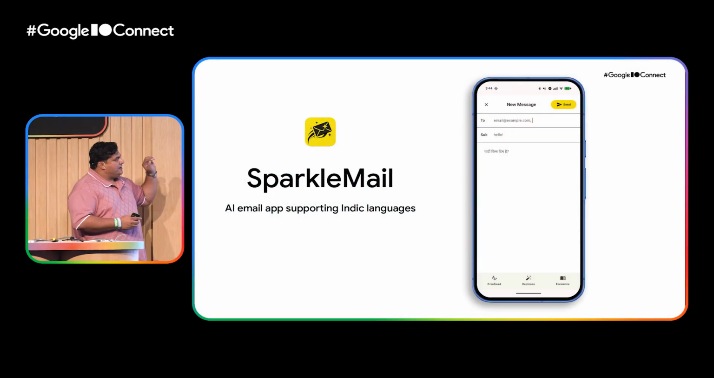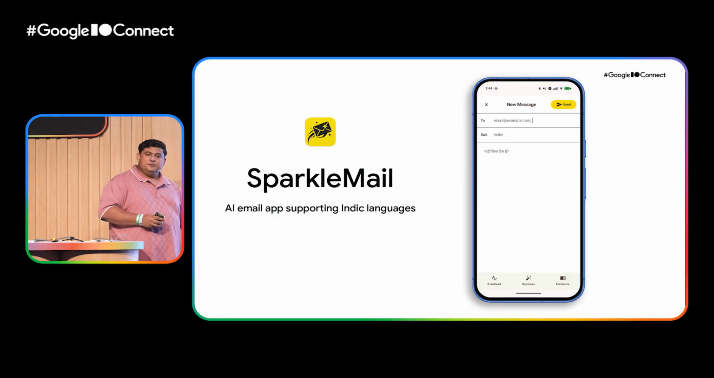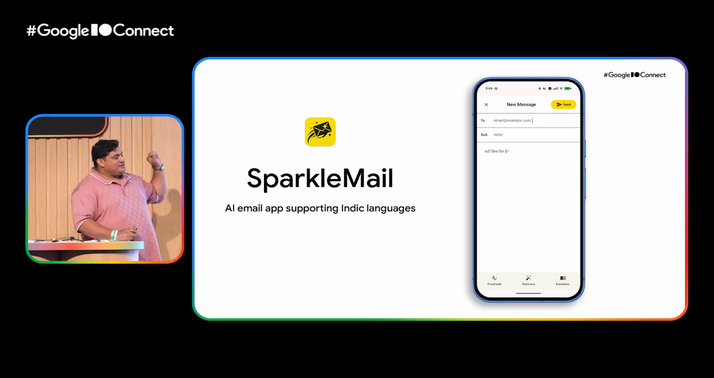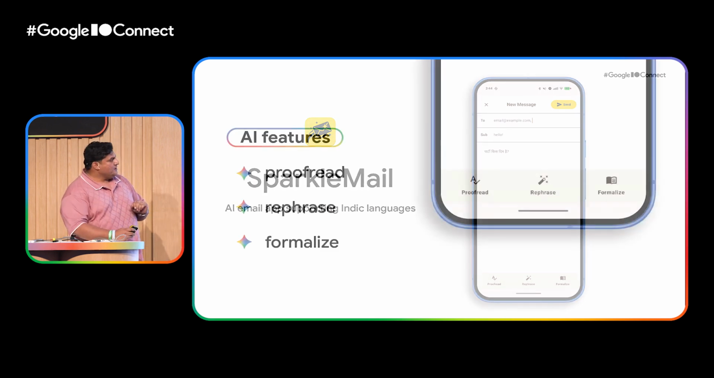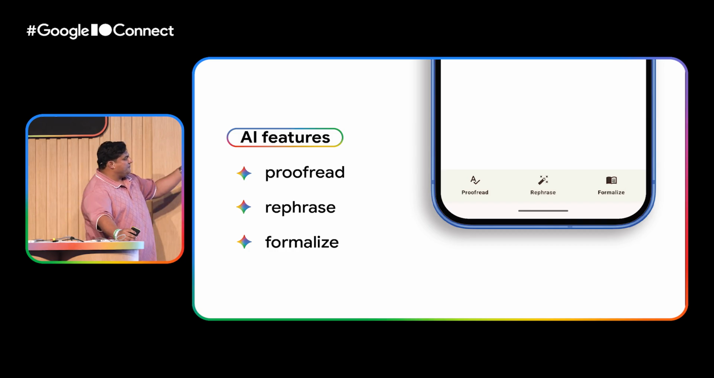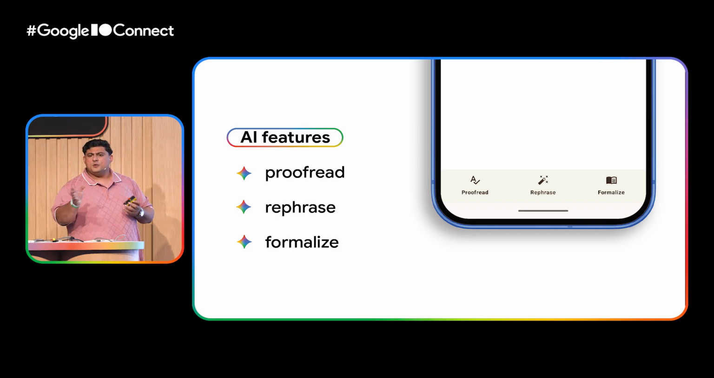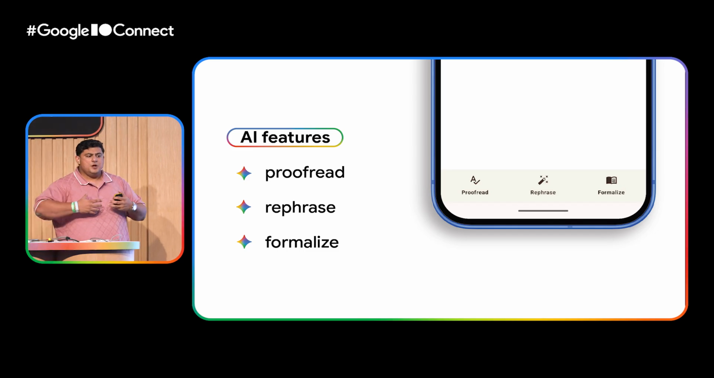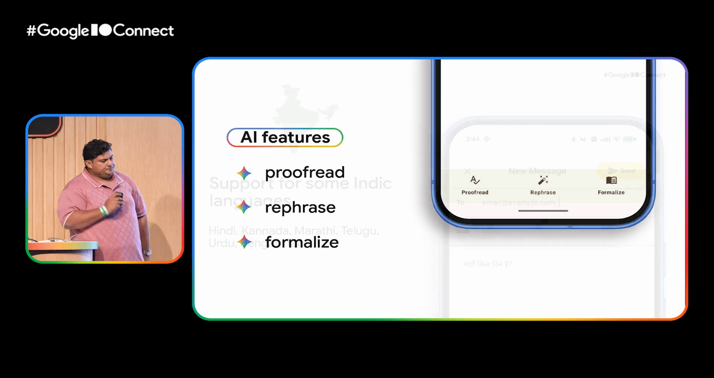Let's take a concrete example. We'll have a hypothetical app called Sparkle Mail, which is just an imaginary email app. We just have the mock for it now. It was also boosted with a few AI features. We want to provide proofreading, rephrase, and formalize. Proofread is basically you correct the grammar. So if a user has typed in something, you can review through that and correct the grammar, spelling mistakes, all of those aspects. Rephrase is to change the sentences to make them look more polished. And formalize is to use words which make it sound more formal and professional. So these are 3 features that we want to have for the user.